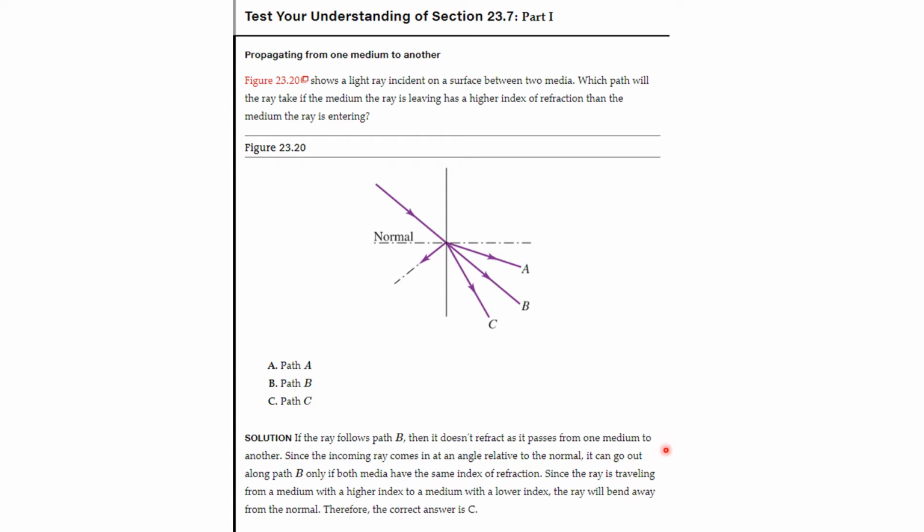Well, if the ray follows path B, then it doesn't refract as it passes from one medium to another. Since the incoming ray comes in at an angle relative to the normal, not perpendicularly, it can go out on path B only if both media have the same index of refraction. Since the ray is traveling from a medium with a higher index into a medium with a lower index, the ray should bend away from the normal. So the correct answer is C. So instead of going to A, it goes to C because it's bending away. So the answer should have been path C.